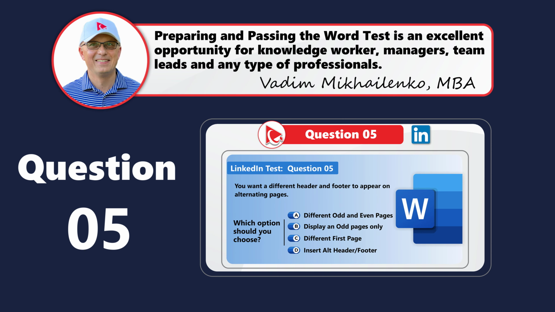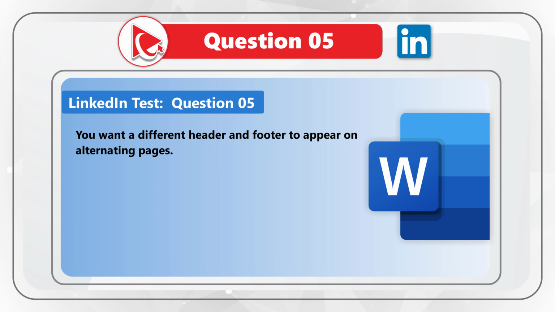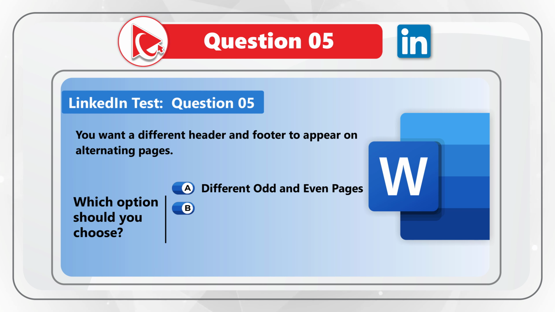And now let's look at question 5. You want a different header and footer to appear on alternating pages. Which option should you choose? And you have 4 different choices. Choice A, different odd and even pages. Choice B, display on odd pages only.